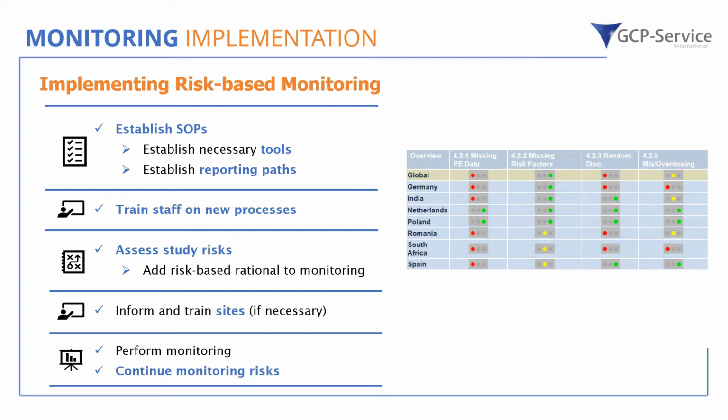Is this high or low or medium at your study sites? How should you adjust the way you monitor your data based on what you see? Which sites, which countries are performing well? This is paramount to implementing and maintaining a risk-based monitoring strategy in your trials.